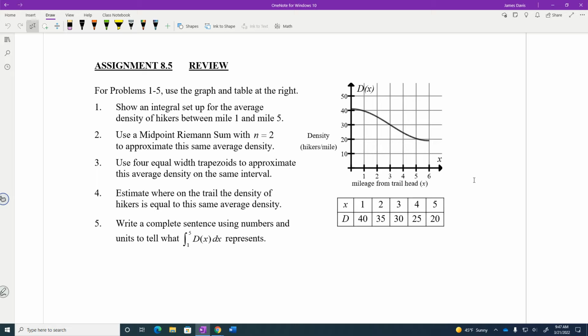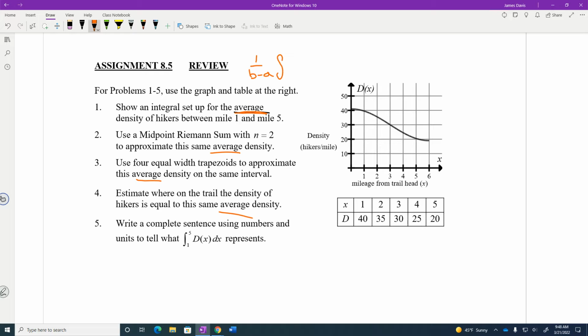Average, yeah. So the key word is average. The reason why that's the key word is because average is telling you we don't want to just show the overall distance, the average density, which means we're going to need to do a 1 over b minus a, and then the integral. So anytime you see average value, you want to do the 1 over b minus a. So that's the key word, and it's in all of these: average.